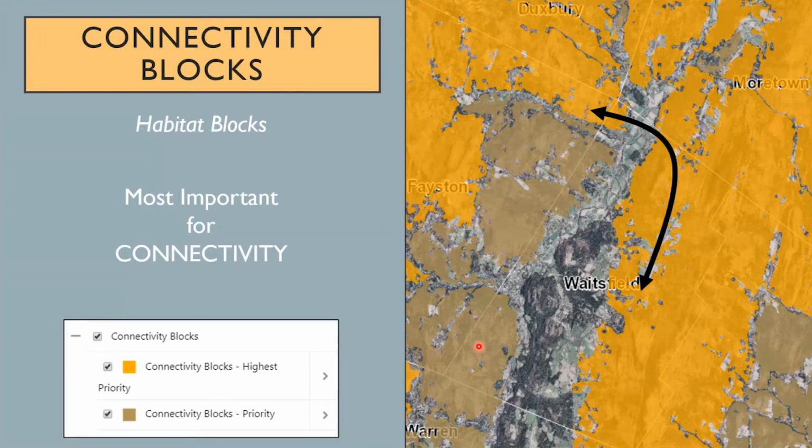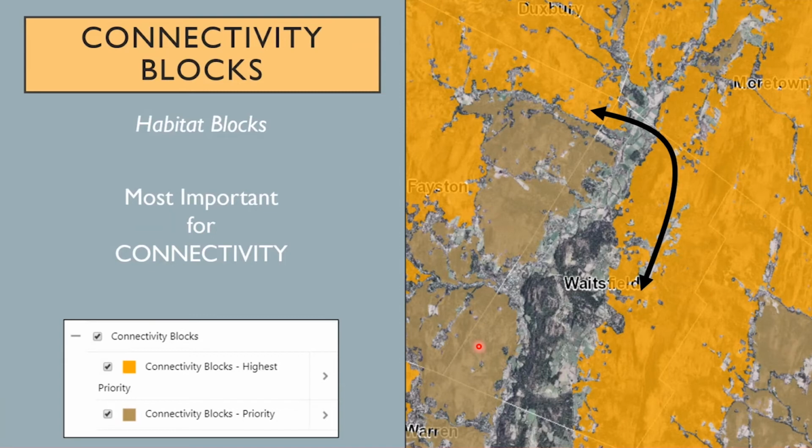I did just want to point out this spot for you. Look how close together those two highest priority connectivity blocks get in Waitsfield. Really what we're looking for is where do the blocks get close together? And that's where we're going to have the potential for wildlife movement between these larger blocks. These are the spots where populations are going to be able to exchange individuals. So that spot in Waitsfield is of real interest to me, and I'm going to continue to flag that for you over the next few examples.